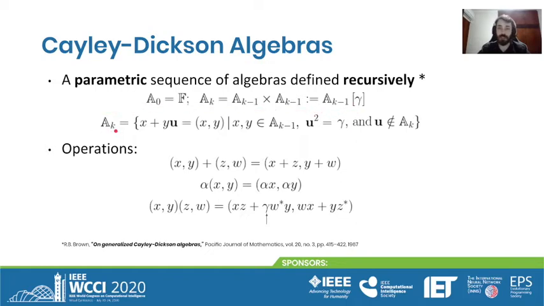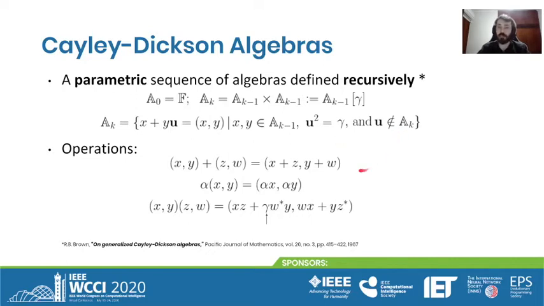The elements in A_k have the form x plus y times u, or simply the ordered pair (x, y), in which x and y are elements of A_{k-1}. U is called the hyperimaginary unit, or simply imaginary unit, and u squared equals the parameter gamma. And u is not an element of A_k.